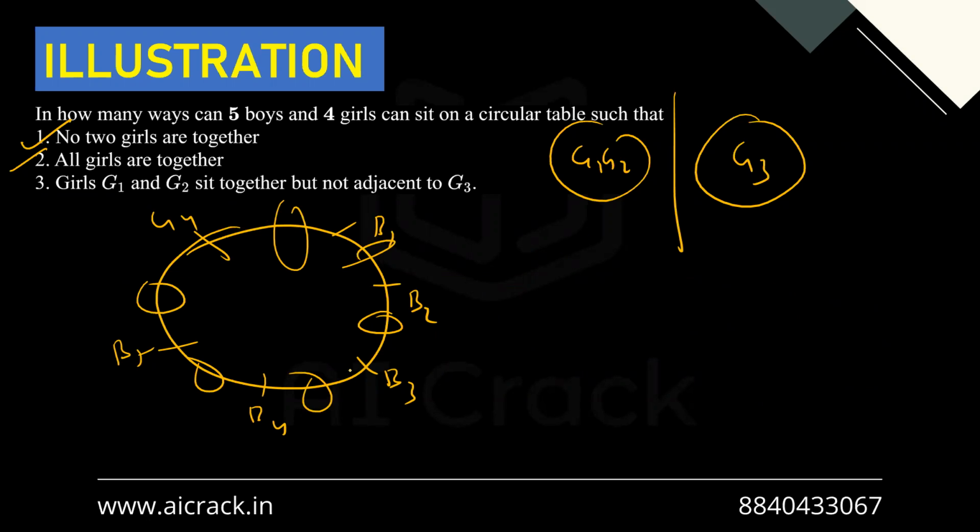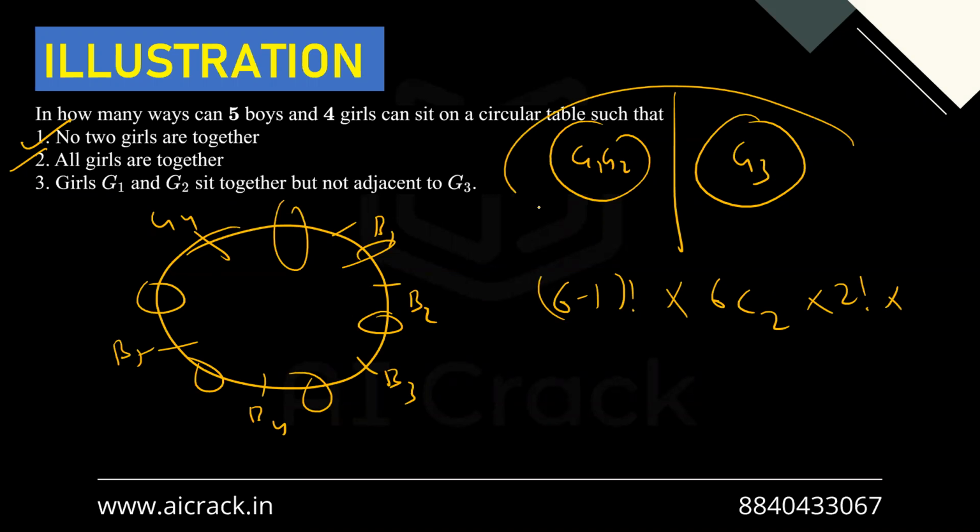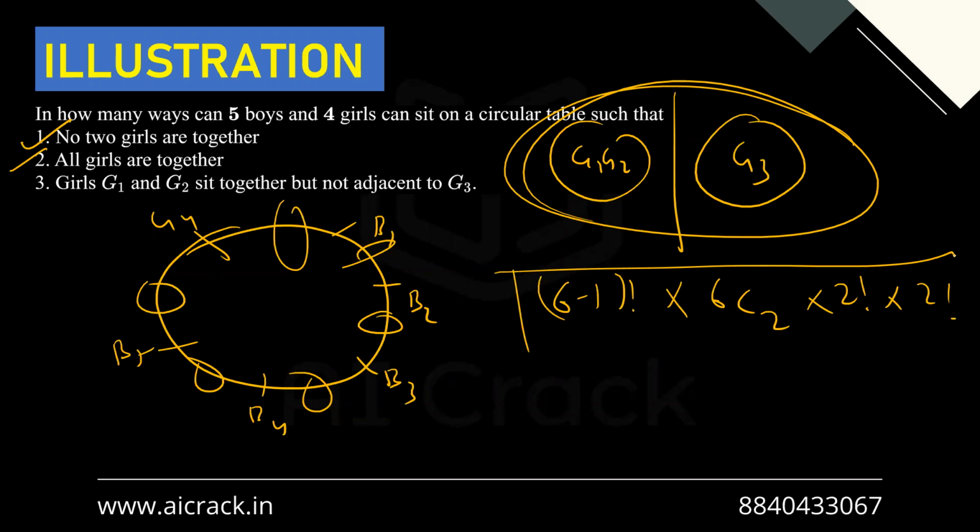So the B1, B2, B3, B4, B5, and G4 can arrange themselves in 6 minus 1 factorial ways because of circular permutations. Multiplied by, we have 6 gaps, 6C2 filling basically both these entities G1, G2, and G3. And now they can also arrange themselves G1, G2 in 2 factorial ways. And also, both of them can also arrange themselves in 2 factorial ways. So this should be our answer.